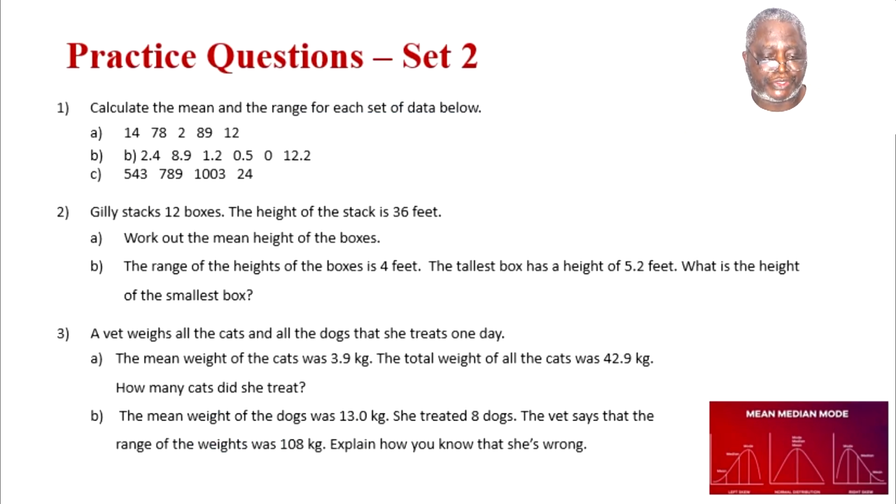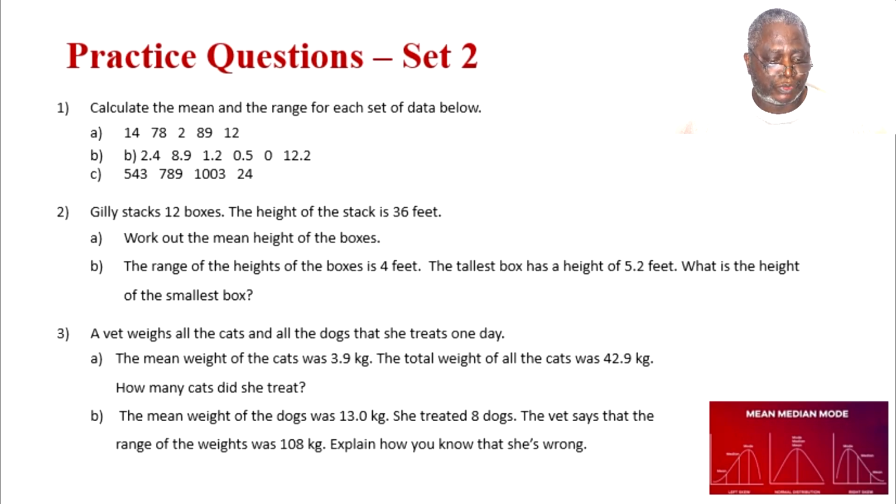And then practice question set 2. Question 1. Calculate the mean and the range for each set of data below. A. 14, 78, 2, 89, and 12. B. 2.4, 8.9, 1.2, 0.5, 0, and 12.2. C. 543, 789, 1003, 24.